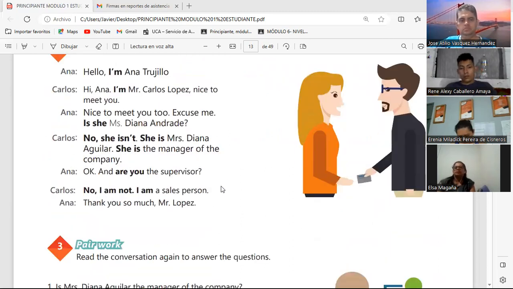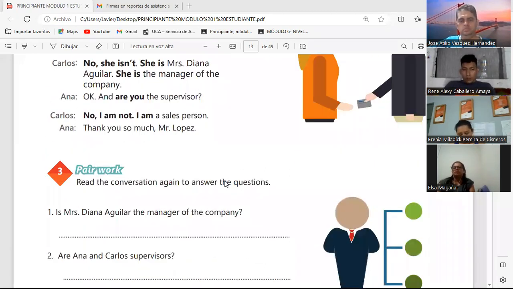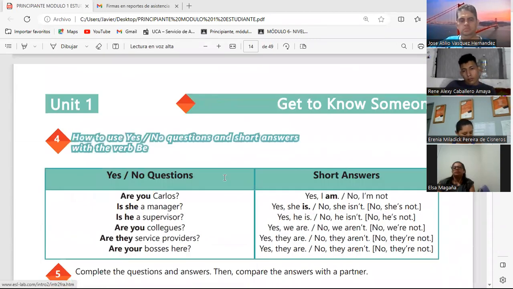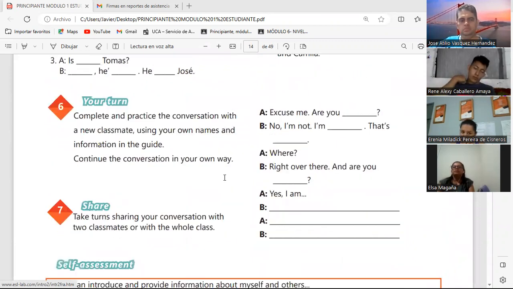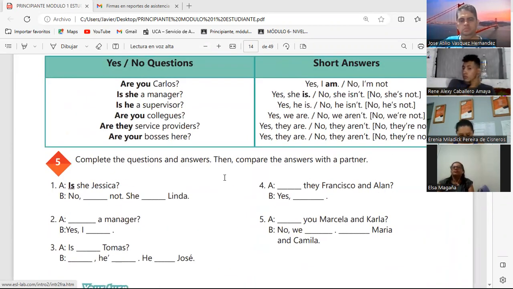Good. Esta es la conversación de ahora, ¿no? Ok. Y este es el tema que hemos visto este día. Yes, no question, right? Ok, chicos, hagamos este ejercicio y terminamos con el manual. Ok. So, here I need your help. René Alexi, please. Is she Jessica? No. Espérenme, lo vamos a mover antes de escribir porque no vaya a ser que no lo estén viendo.